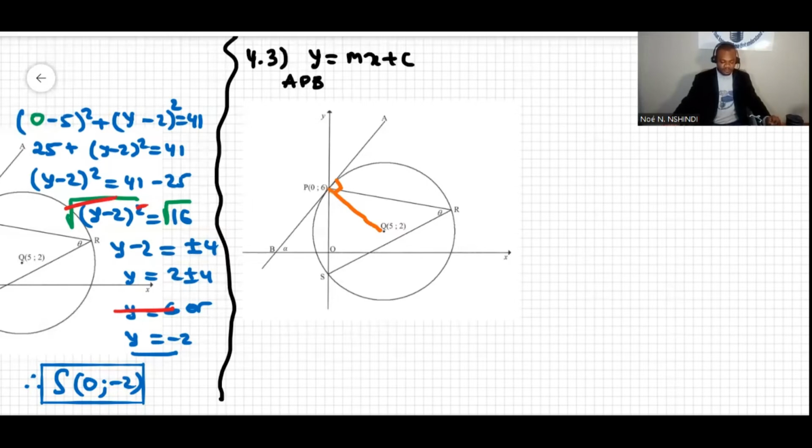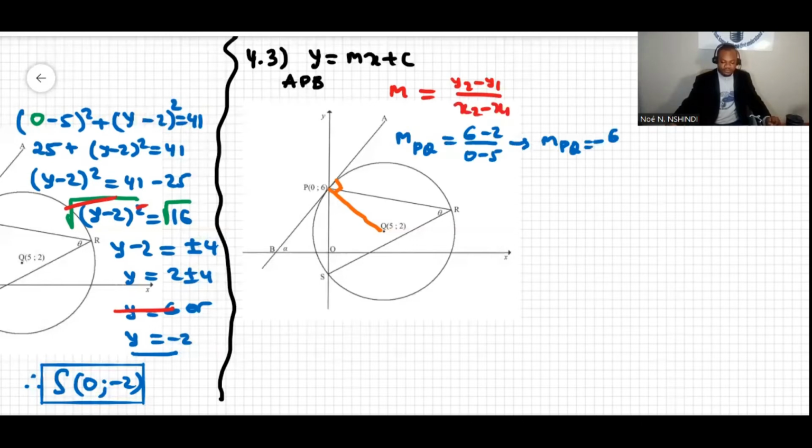Okay, let's first do it. Let's first find the gradient of PQ. The gradient, as we know by definition, is the change of y over the change of x. So the gradient of the line PQ will be 6 minus 2 over 0 minus 5. So this means the gradient m_PQ is equal to negative 6 over 5. Obviously, the line is decreasing, so the gradient must be negative.